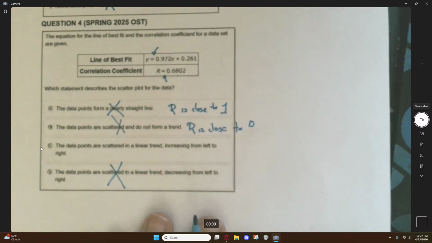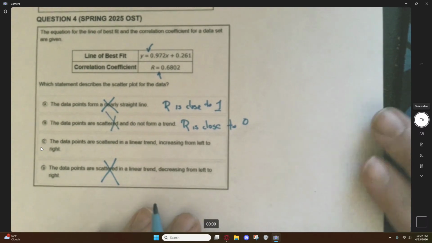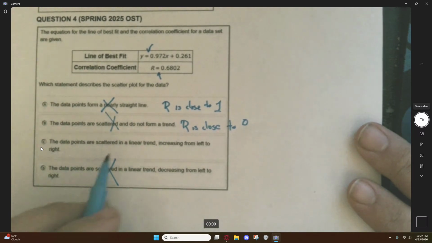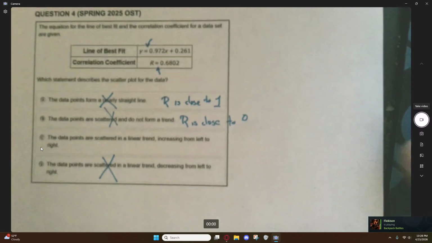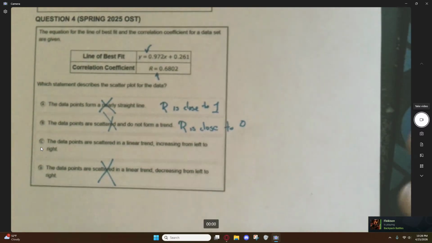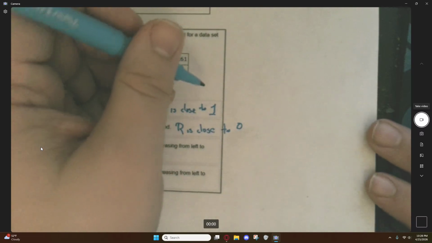It is very far from 0. And finally, the data points are scattered in a linear trend, increasing from left to right. This is saying that the points are somewhat close, enough to tell that it's definitely increasing, but they're not incredible. And that's what this is. This has a correlation coefficient of 0.69. Okay? That means that it's good, not great, but it's good.